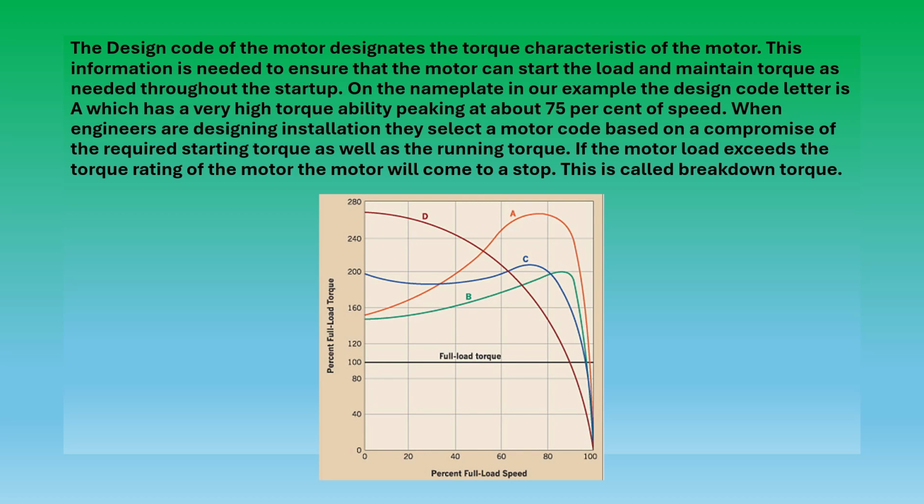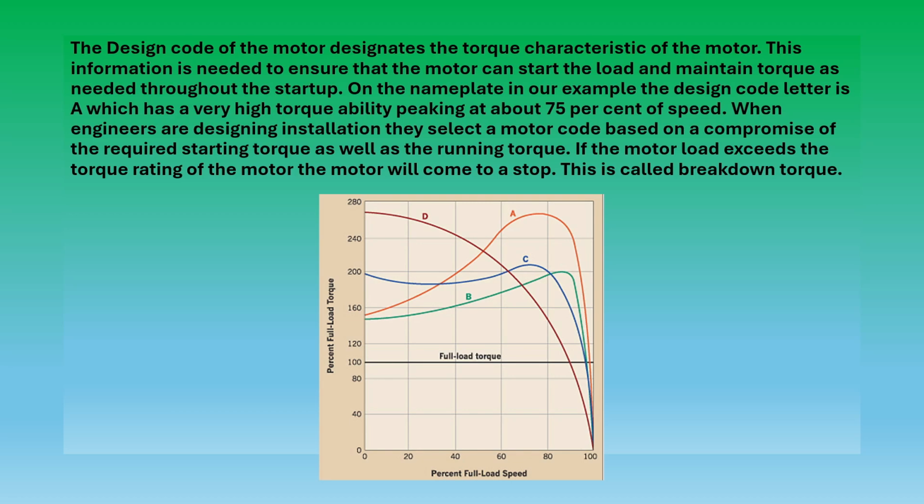When engineers are designing installations, they select a motor code based on a compromise of the required starting torque as well as the running torque. If the motor load exceeds the torque rating, the motor will come to a stop. It just cannot provide enough force to keep turning the motor. This is called breakdown torque.